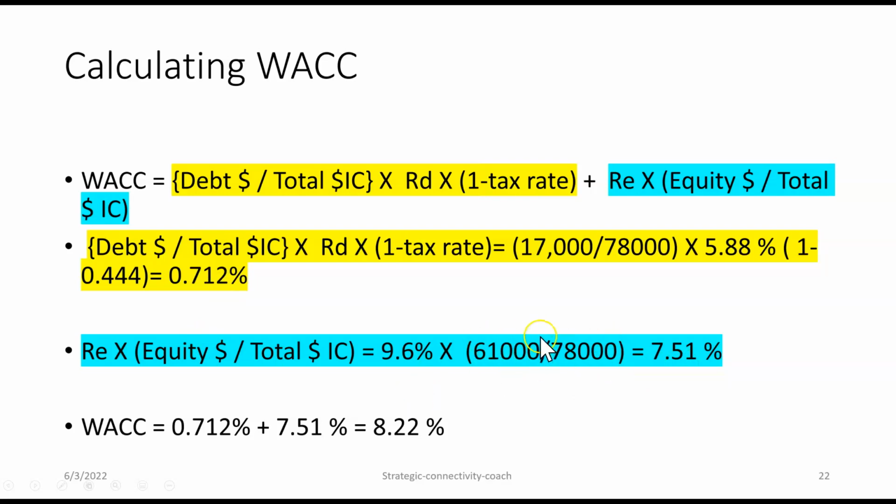Again, these are weighted. What do I mean by weighted? Remember, the equity is 61 million over 78, and the debt is 17 over 78. So there is a much, much higher component of equity in this example. So the weighted average cost of capital will be adding those two up, 0.712% and 7.5%. So the weighted average cost of capital for this example would be 8.22%.